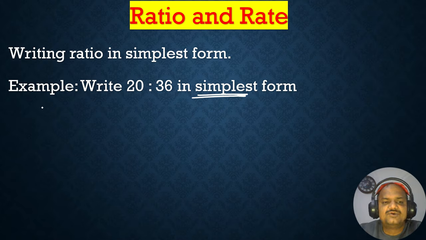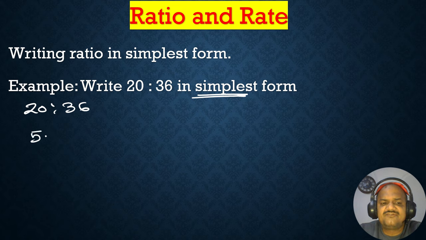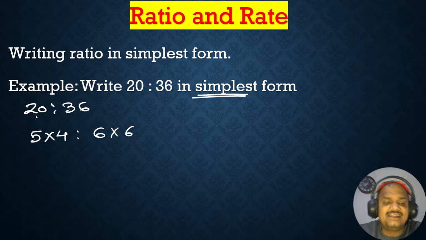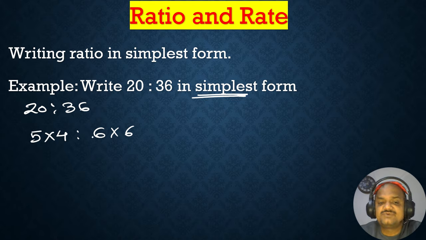Okay, now you see 20 ratio 36. We can write 20 as 5 times 4, and 36 as 6 times 6. Now some of you will say, Mr., I can write 10 times 2 also. Yes, you can. Some of you will say, Mr., 36 can be written as 9 times 4 as well. Yes, you can. Okay, you will get the same answer.